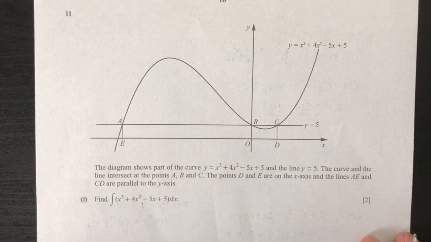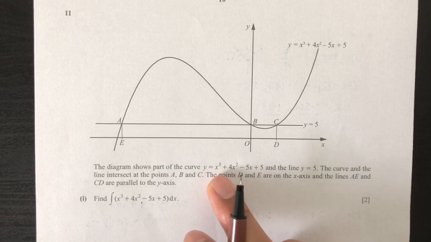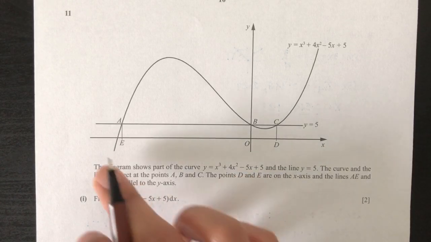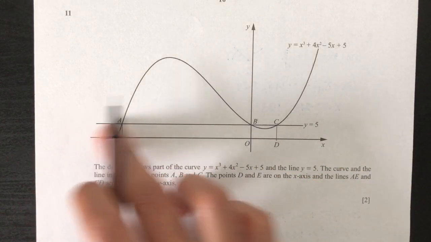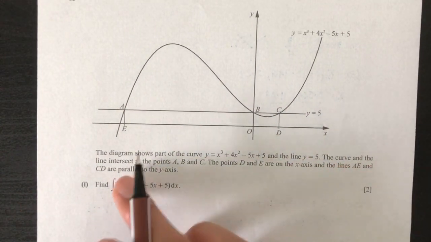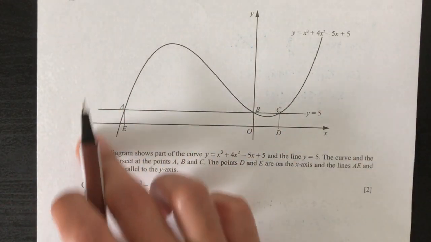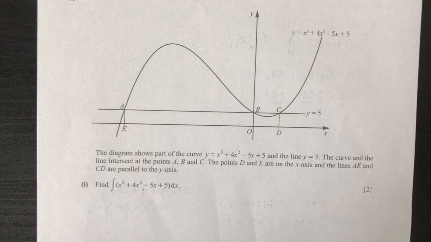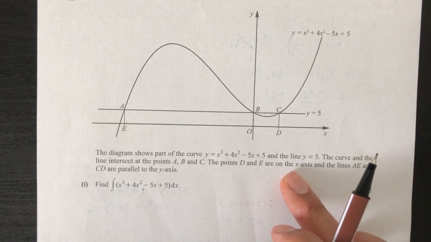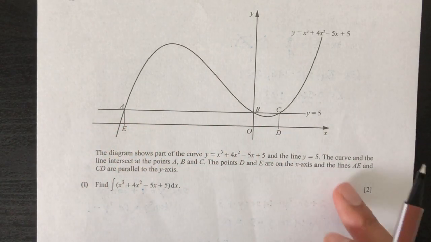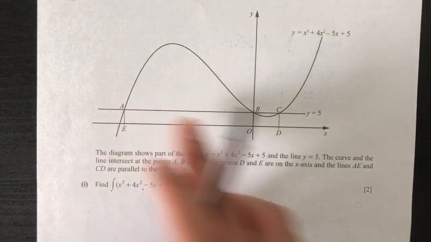So the diagram shows part of the curve y equal to x power 3 plus 4x squared minus 5x plus 5, which is this curve. And the line y equal to 5. The curve and the line intersect at the points A, B, and C. So these are the 3 points where this line and this curve intersect. The points D, E are on the x-axis, and the lines AE and CD are parallel to the y-axis, so they are vertical lines.